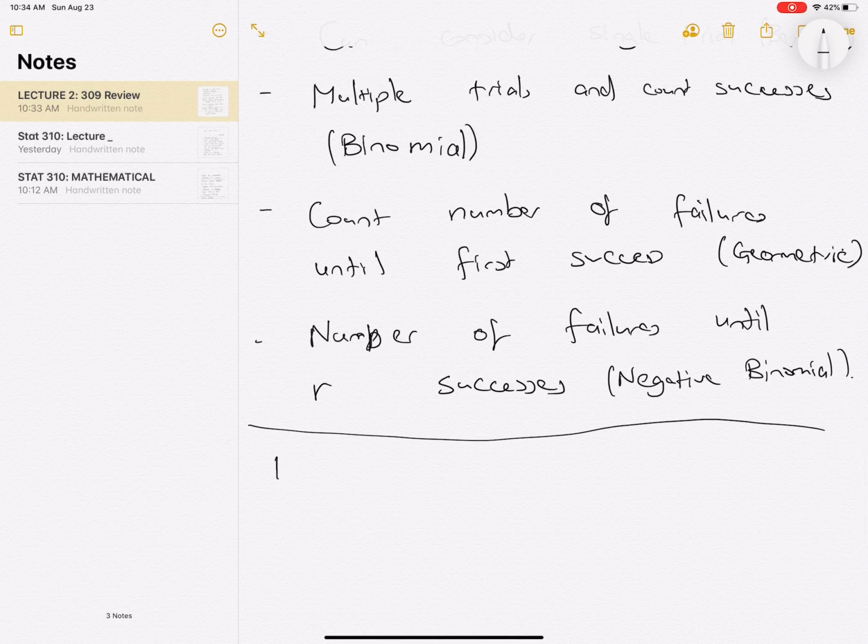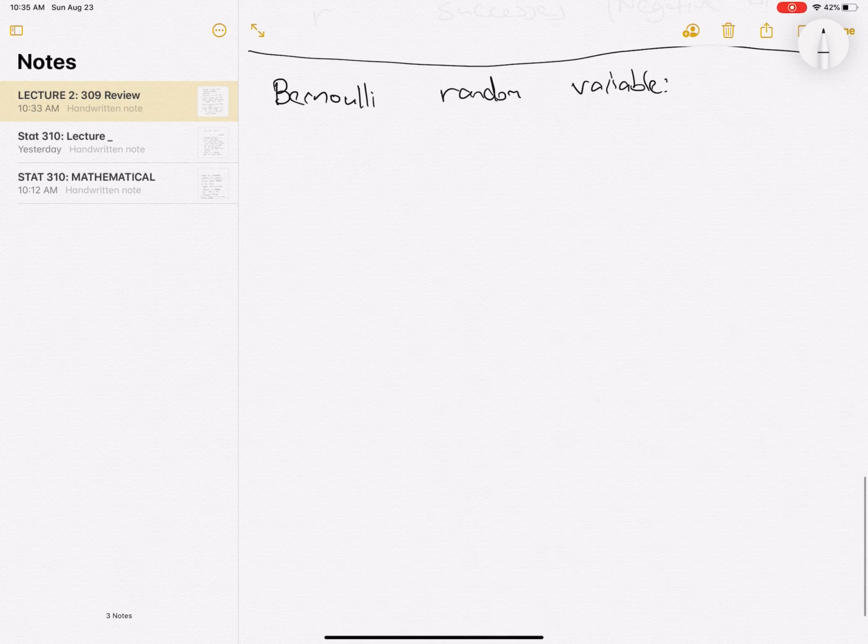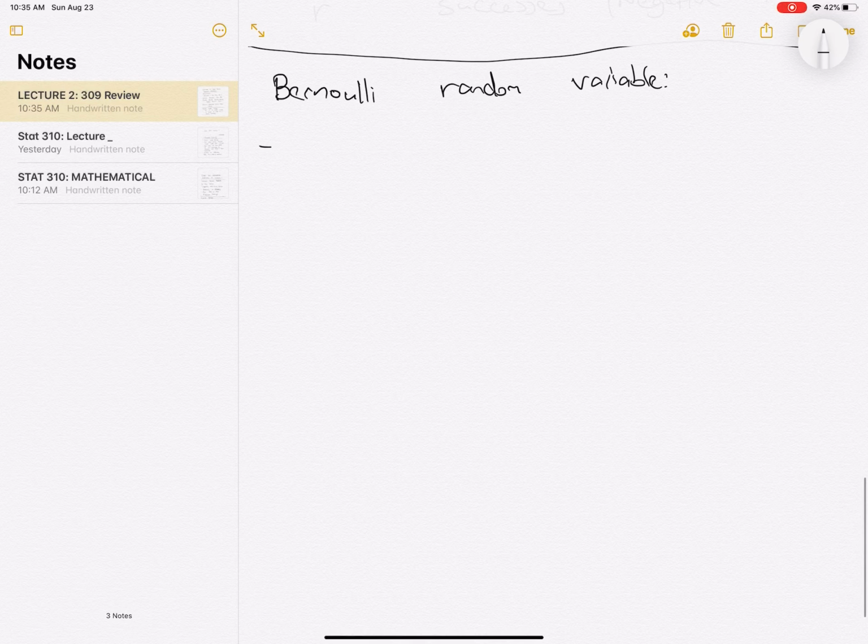We're going to first cover the simplest discrete distribution, the Bernoulli random variable. As I mentioned, this is just a single trial. And so what's the range going to be if we think about that? The range is simply either a 0 or a 1. It's a 0 if you have a failure and a 1 if you have a success.